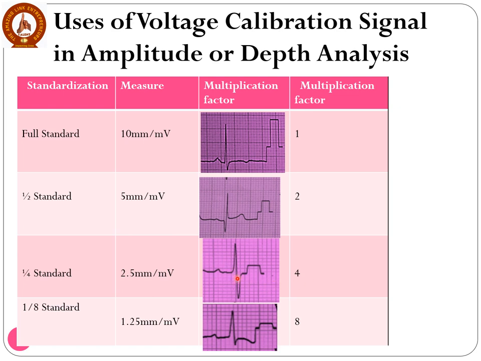So that can also be done for the S wave. Let's look at the last one now. That is when there is 1 over 8 standard. So 1.25 millimeter per millivolt. You can see 1.25 is very, very small. Now let's look at the amplitude of the R wave here. We have 5 here plus 2, making 7. So the R wave here is 7 millimeter, but the voltage calibration signal is 1.25. That means the machine has reduced this amplitude by a factor of 8. So you multiply by that factor, 7 times 8, which gives us 56 millimeter.